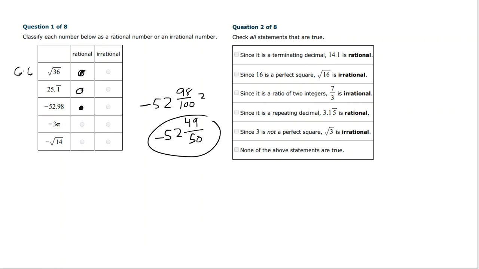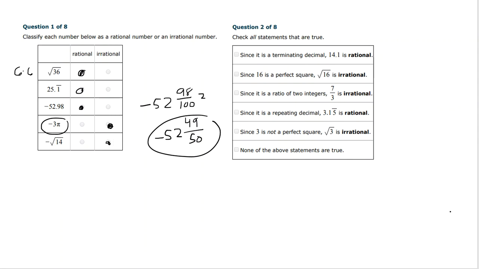The next one, negative 3 times by pi. Anytime you have a number right next to pi, that's implied multiplication. This is negative 3 times by pi. Pi is an irrational number. Remember, pi is a decimal that never repeats and never ends. So because this includes pi, we would say it is irrational. And then the next one, the square root of 14. Square root of 14 is going to be irrational, okay? There is no number that multiplies by itself to get to 14. So we would say that is an irrational number, okay?